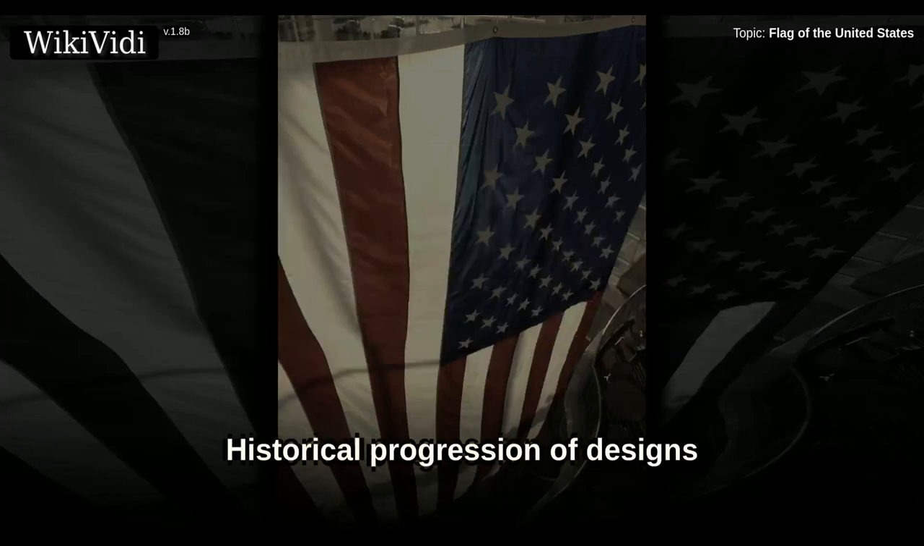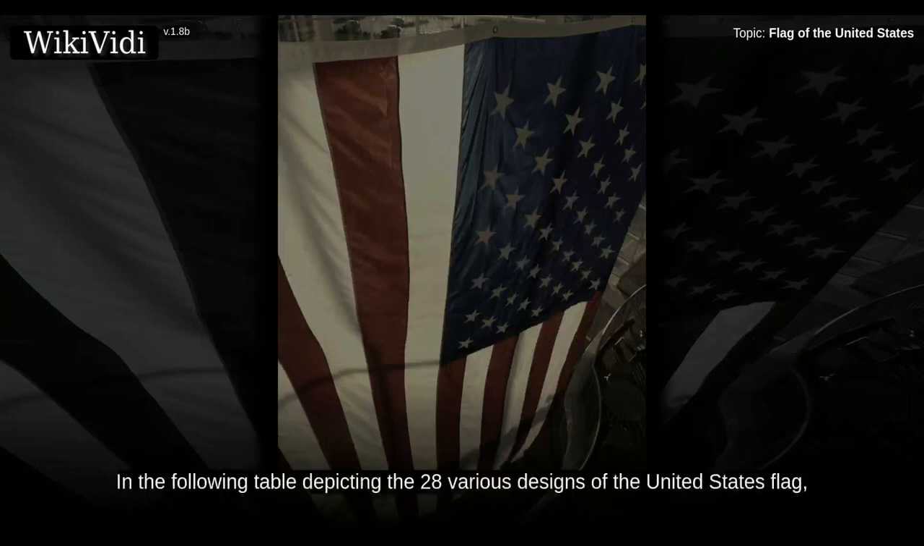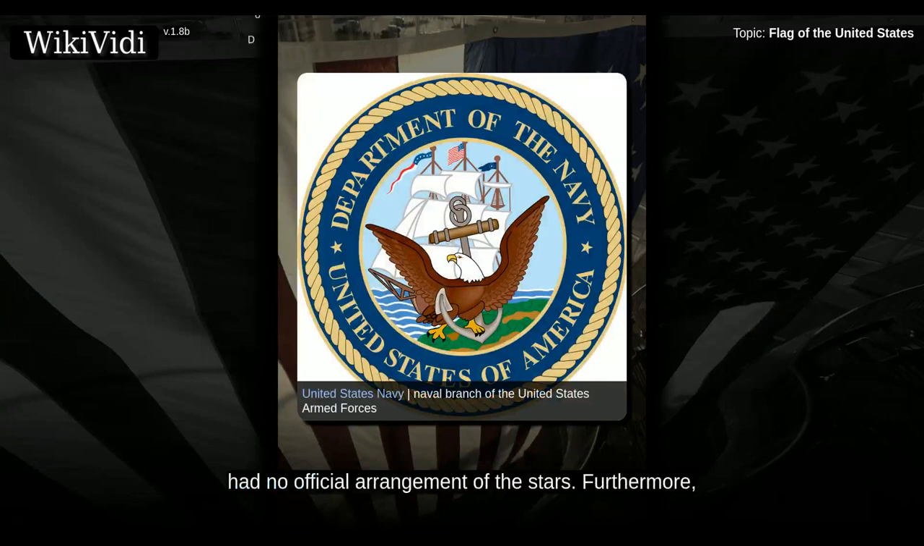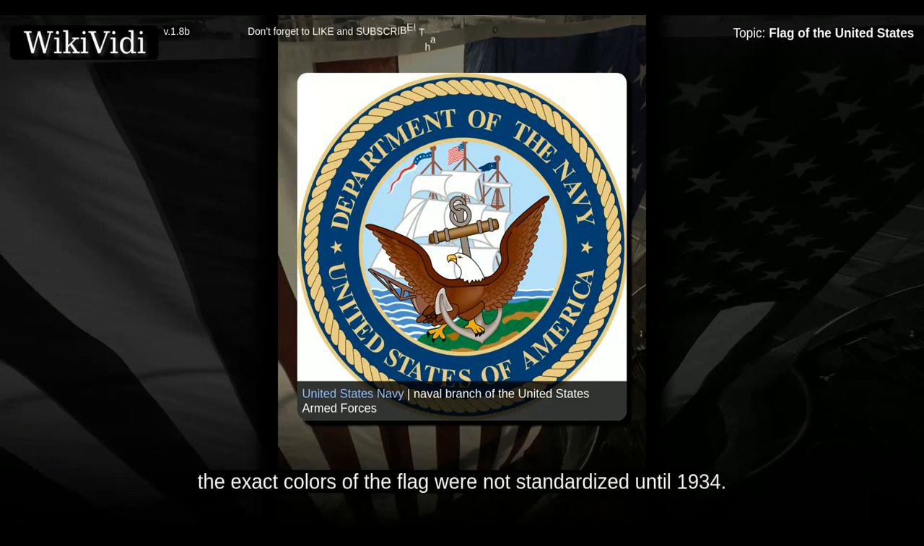Historical progression of designs. In the following table depicting the 28 various designs of the United States flag, the star patterns for the flags are merely the usual patterns, often associated with the United States Navy. Canton designs, prior to the proclamation of the 48-star flag, had no official arrangement of the stars. Furthermore, the exact colors of the flag were not standardized until 1934.